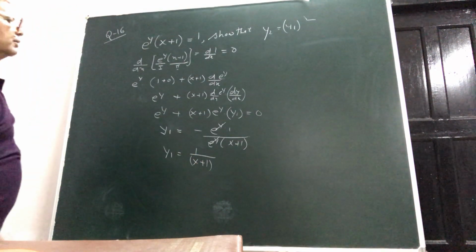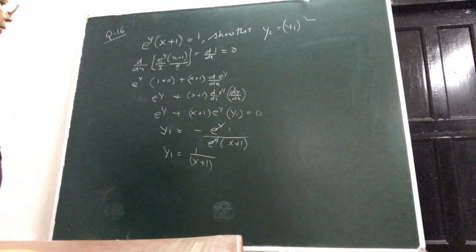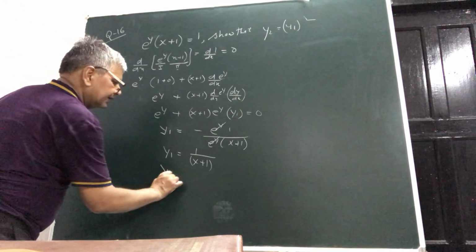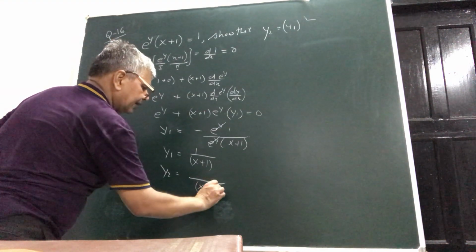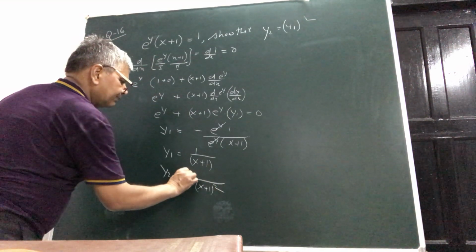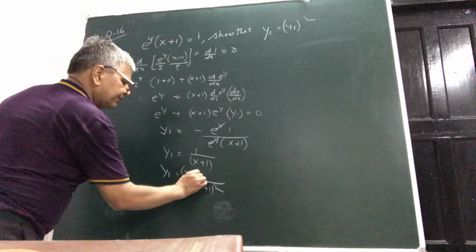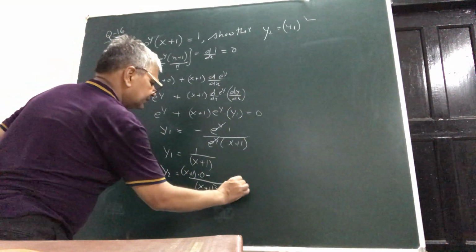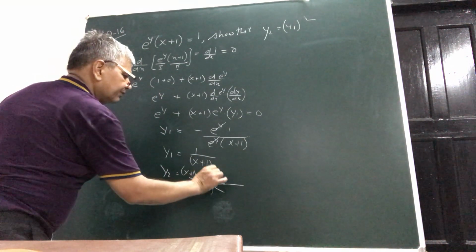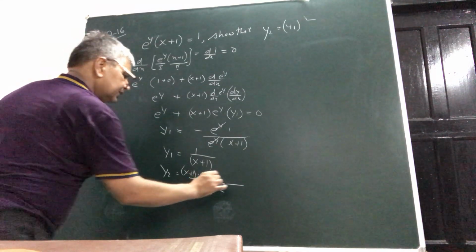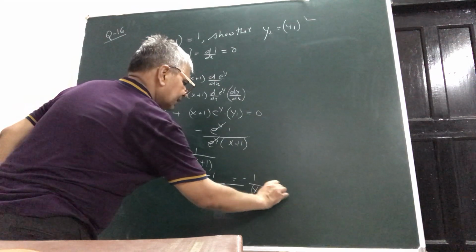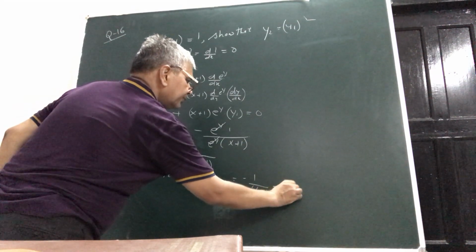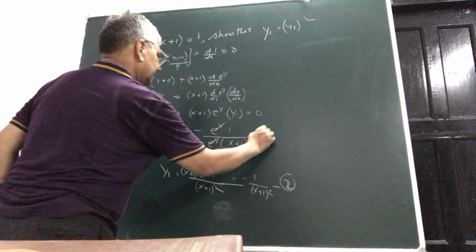Okay, so y2. Let me differentiate once again. So this is function of function. So (x plus 1) whole square in the denominator, derivative of this thing: 0 minus 1 into derivative of this thing, that is 1. So this is what, minus 1 upon (x plus 1) whole square. This is equation 2. This is equation 1.